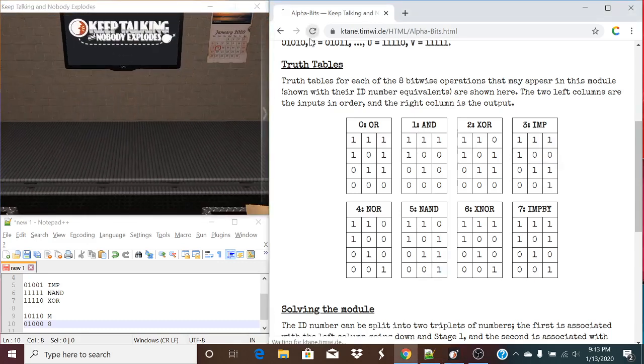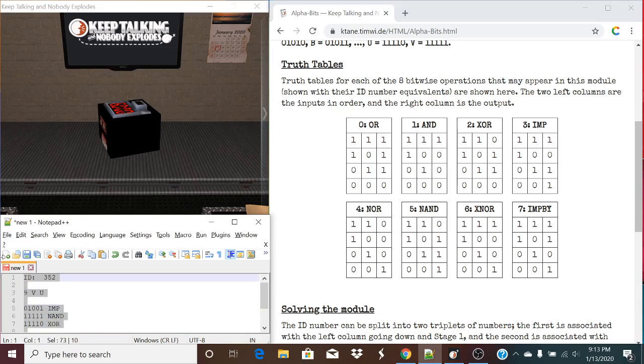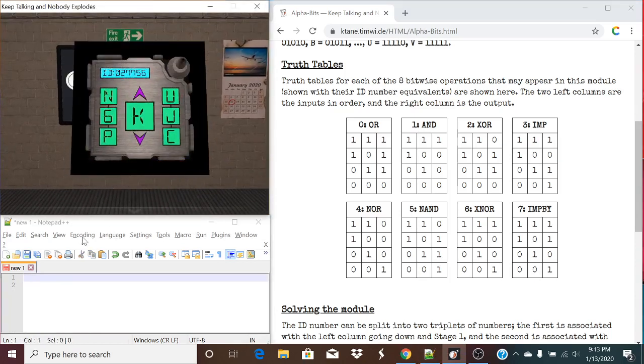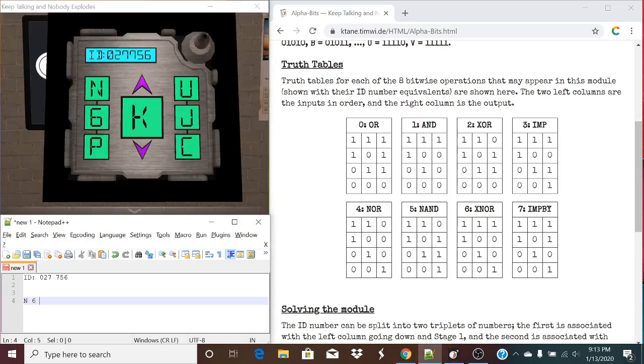Let's take a look at one more, as this is a little bit of an interesting topic. So we have an ID of 027756, breaking that into triplets. There we go. And our first side is going to be a November, a 6, and a Papa. November is a 14. Is it 23? 23 in binary is 10111. 6 in binary is 00110.